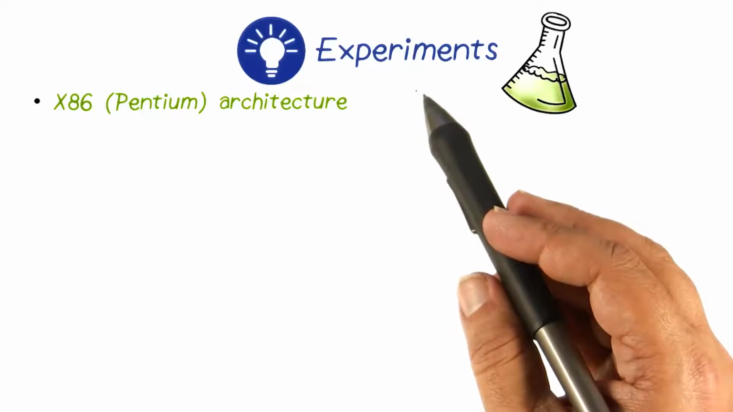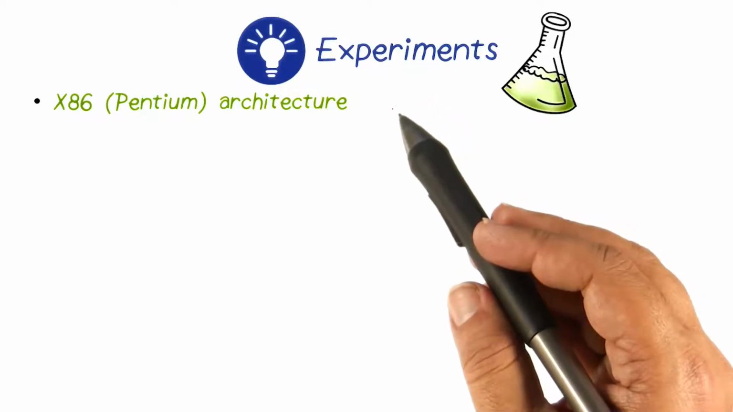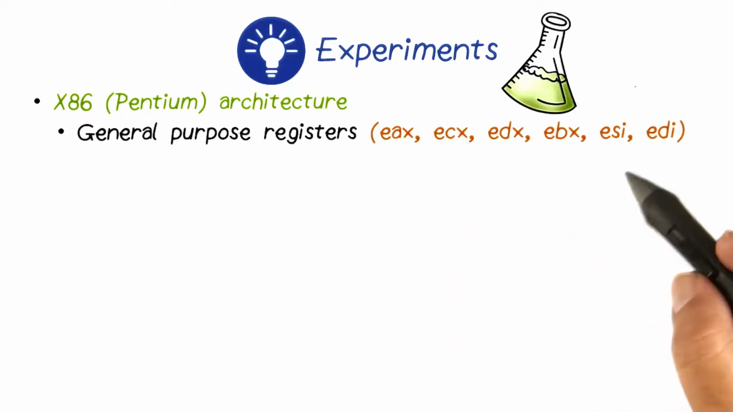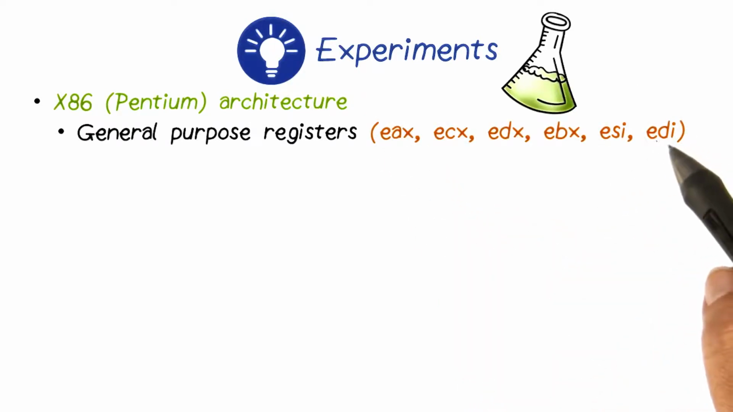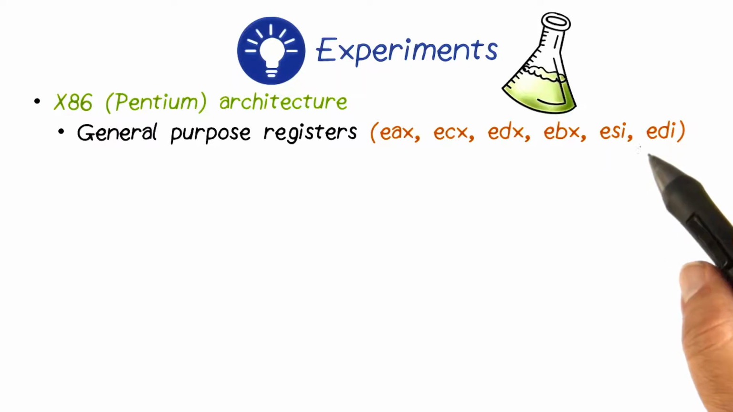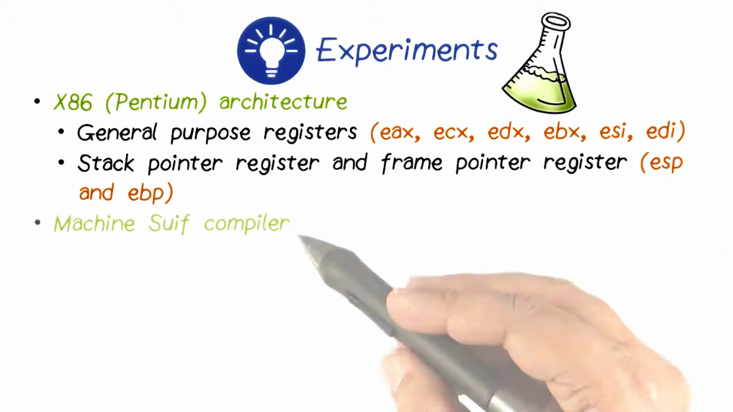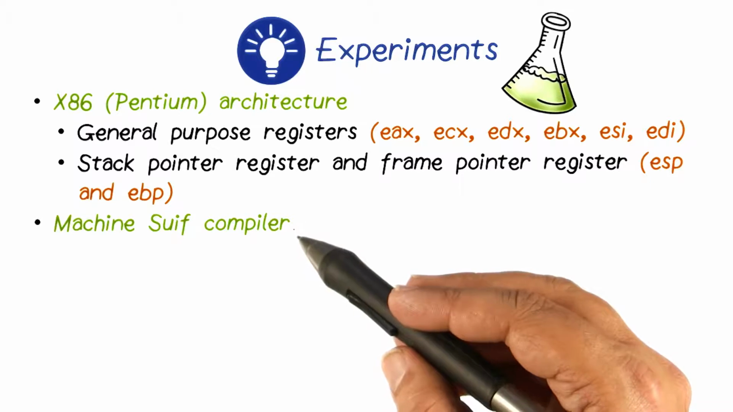Finally, let's look at certain experiments where this was carried out. It had an x86 type of architecture. It had the general purpose registers that are present in the x86 ISA. ESP and EBP were the stack pointer and frame pointer registers, which were not, of course, available for allocation. This whole research was built into the MarkSwift infrastructure.